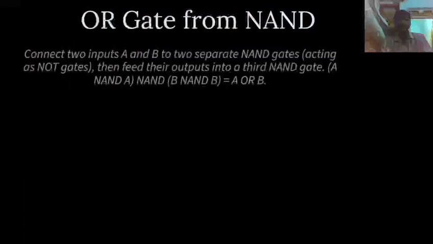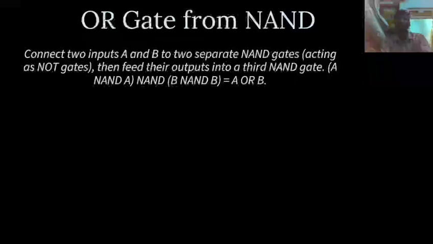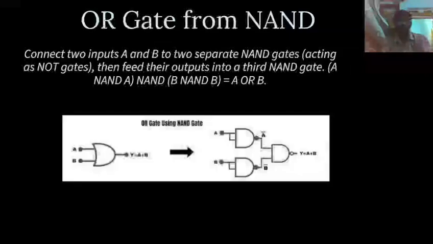OR gate from NAND gates. Connect the two inputs A and B to separate NAND gates, each acting as a NOT gate. Then feed their outputs into a third NAND gate: A NAND A, B NAND B, gives A or B. You see here A and B are inputs, and the OR gate gives A plus B. One NAND gate takes A on both inputs and another takes B on both inputs. The outputs of these two NAND gates are the inputs of another NAND gate, giving Y equal to A plus B.